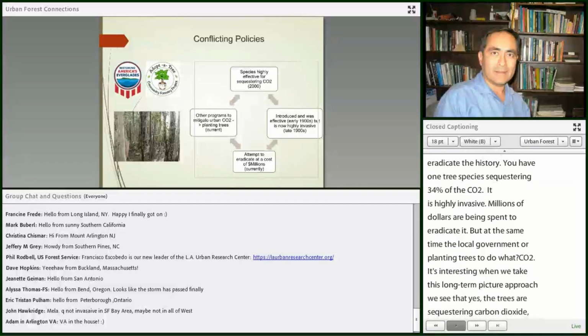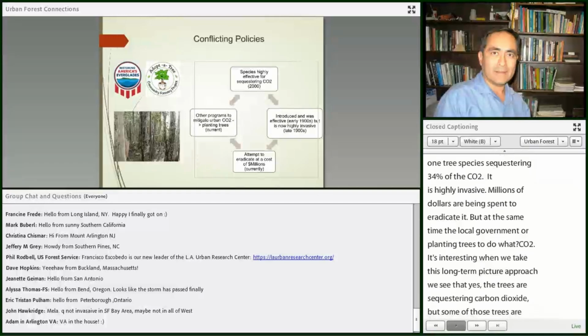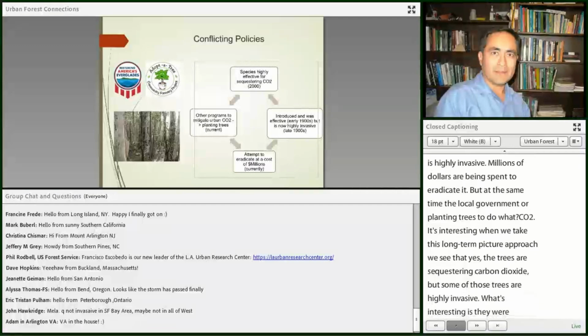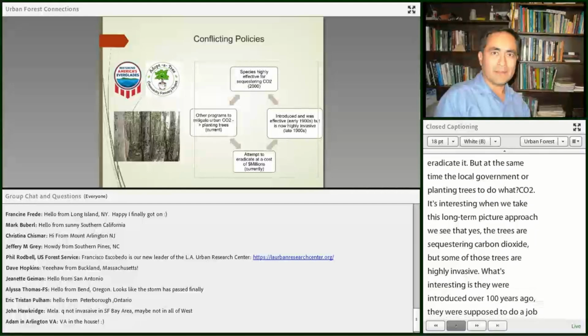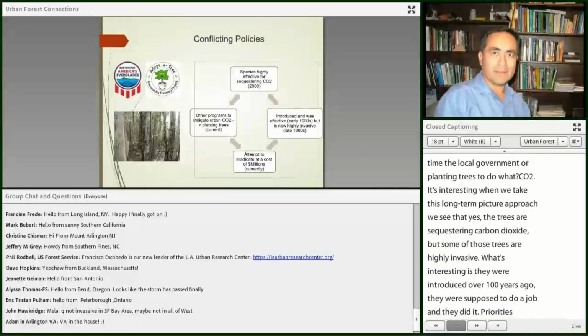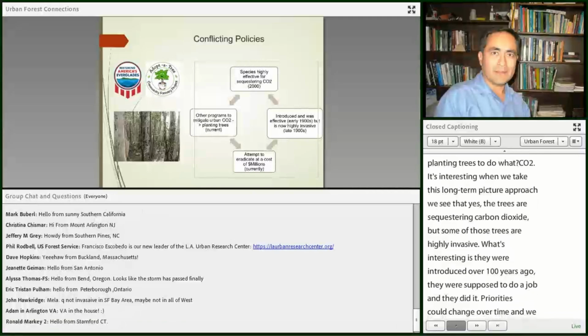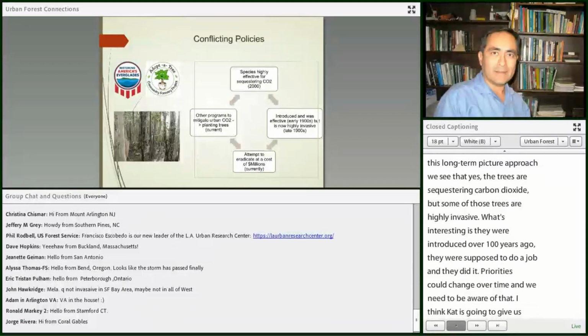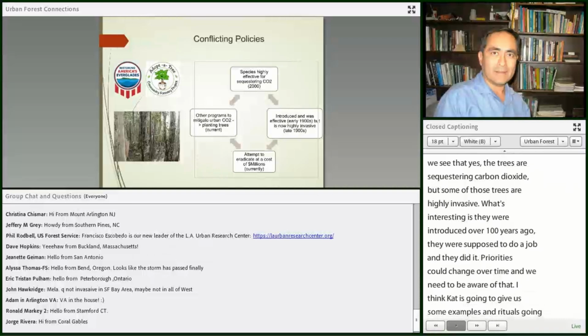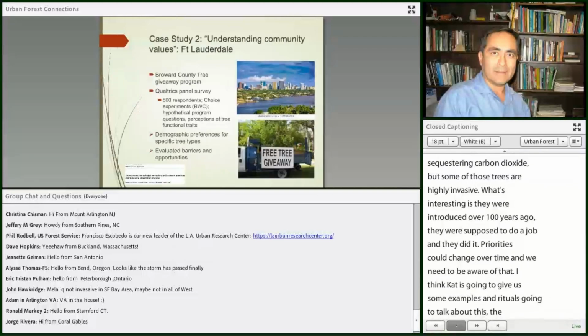But what's interesting is that they were introduced over 100 years ago to do a very specific job, and they did. So these priorities, these policies change over time, and we need to be aware of that. And I think Kat's going to give us some examples, and Rachel's also going to talk a little bit about this, right, about these policies that we define. Sometimes they're very specific, but they can have sometimes unintended effects.